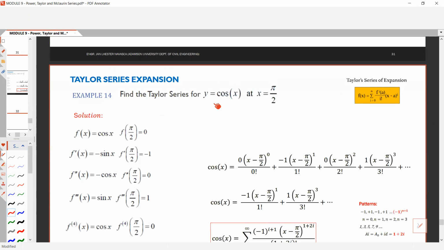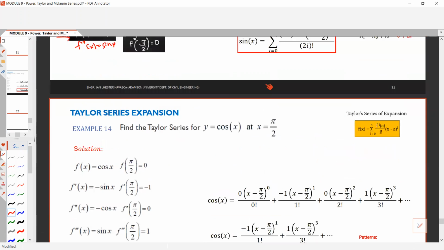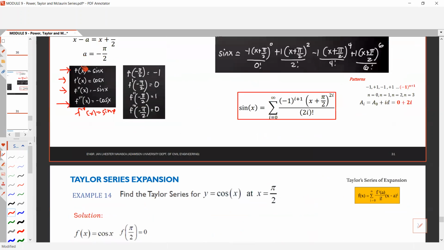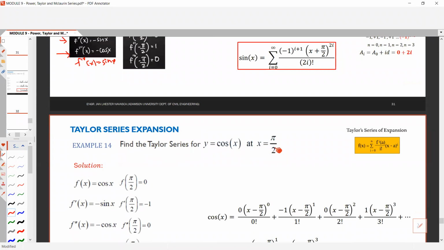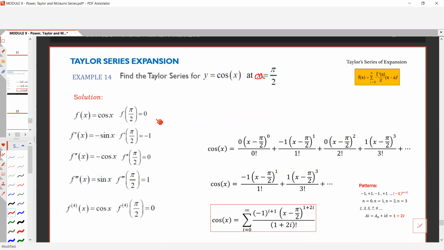Okay. So next problem is find the Taylor series for y is equals to cosine x at x equals to pi over 2 naman. So hindi niya na sinabi in powers of pi over 2. Sinabi niya exactly x equals to pi over 2, or simply a. Sorry, bakit x to? Dapat should be a is equals to pi over 2. So by the Taylor series expansion, that is this form. Okay, then find the pattern.